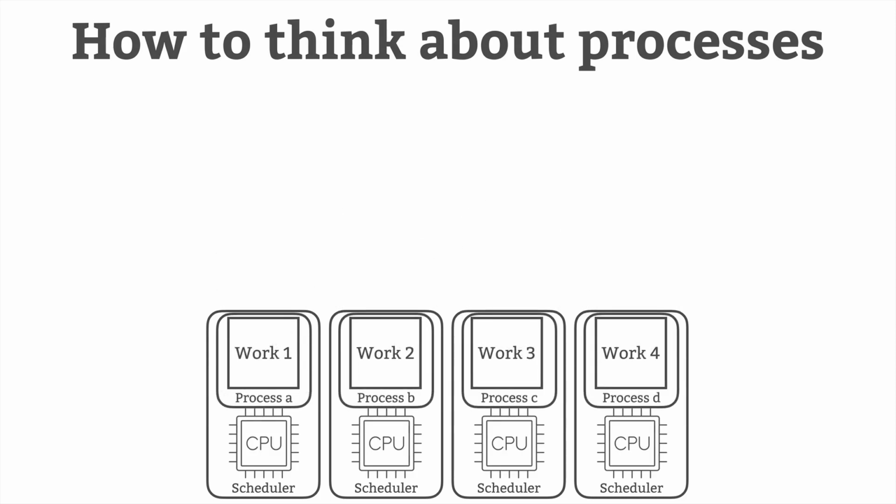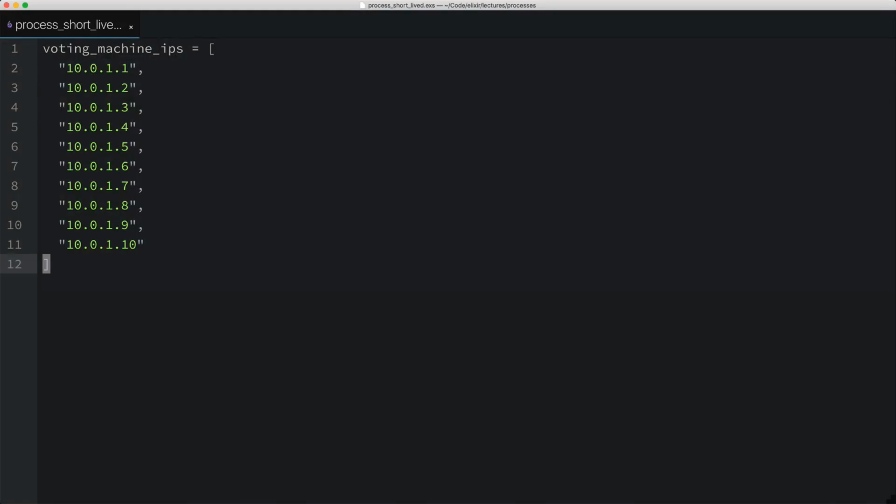Let's consider an example of how short-lived processes can be beneficial. Here's a list of 10 IP addresses for 10 voting machines. Now imagine we need to communicate with these voting machines to download their vote totals every few minutes, and then we need to sum the vote count from all 10 machines. So how should we do this?